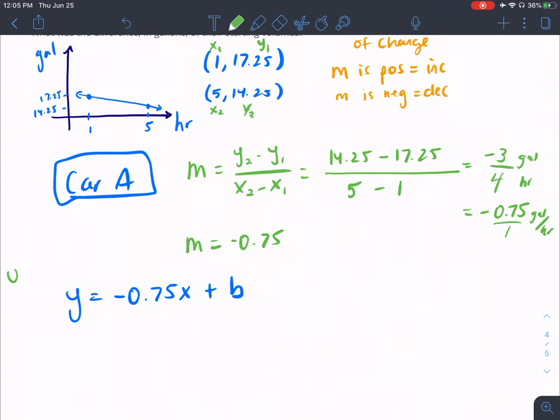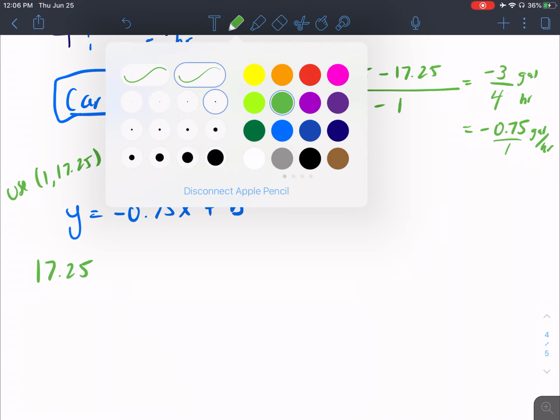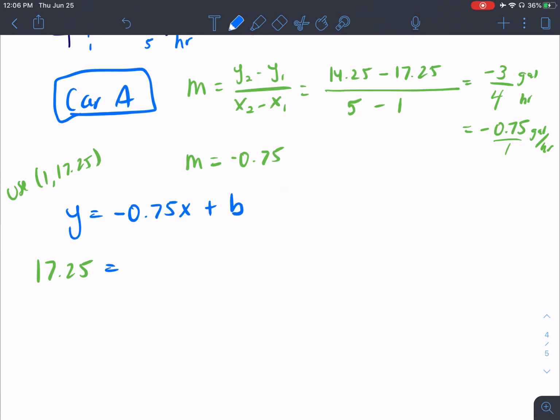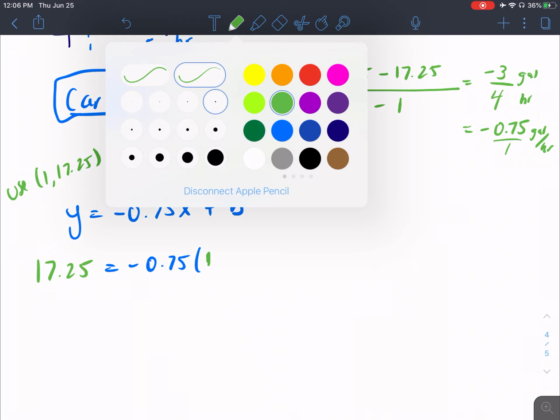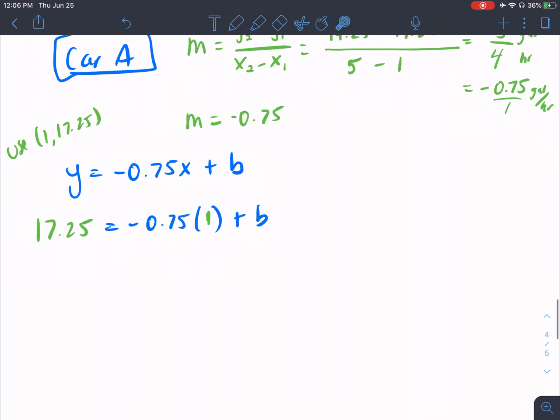So let's say I'm going to use 1, 17.25. I'm going to plug in Y as 17.25, and then we're going to plug in X to be 1. So negative 0.75 times 1, and then I'm going to look for my B, okay? So this is the X value that I plugged in, and this is the Y value that I plugged in into our potential linear function, and we're going to use that to find B.